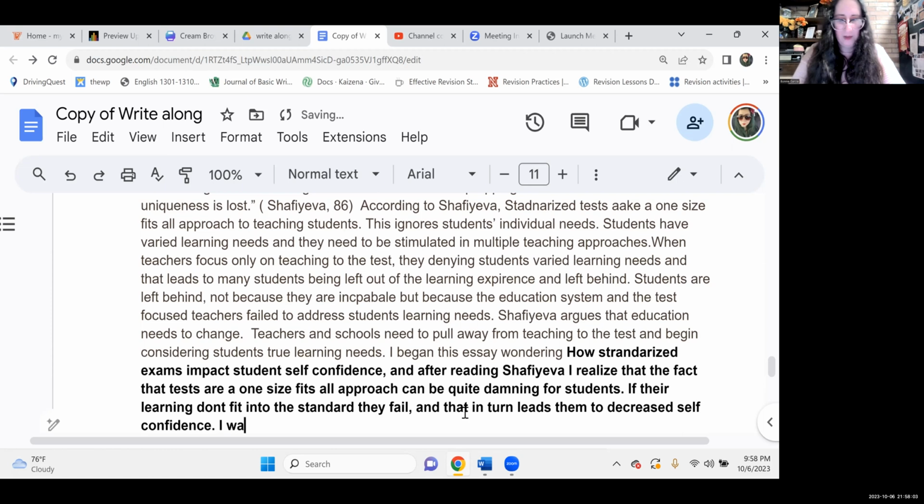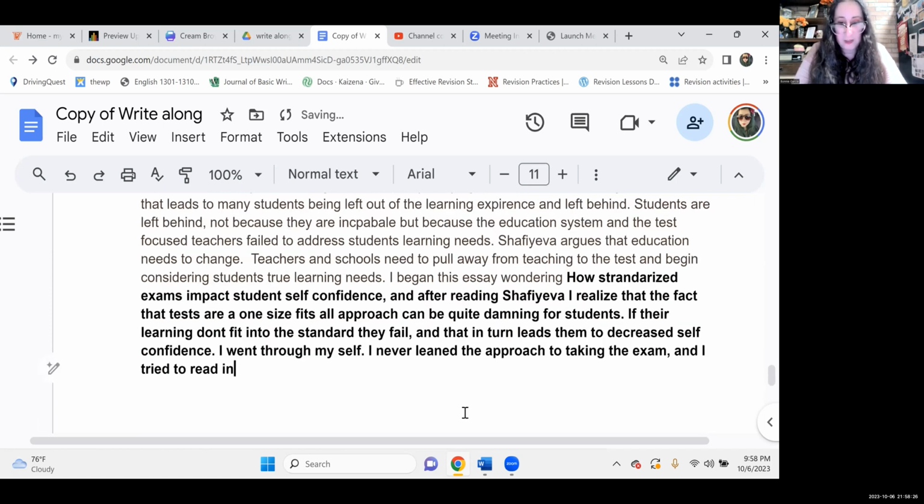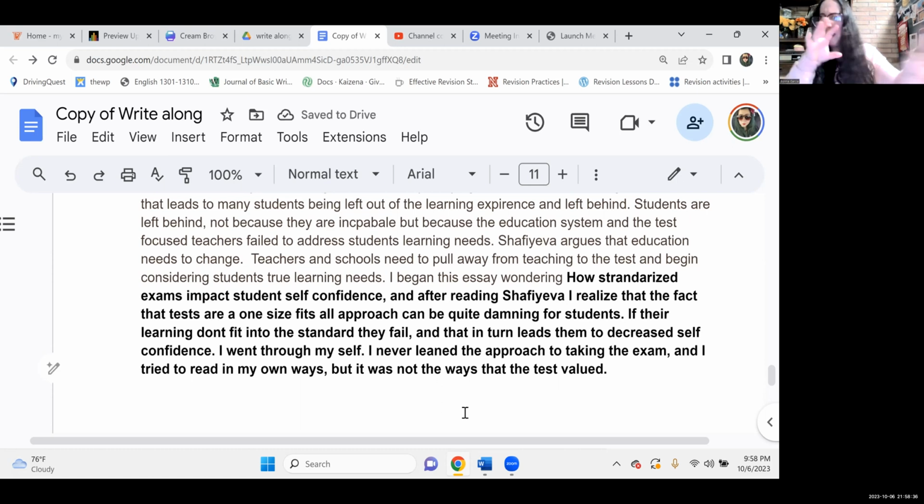I mean, I went through this. I'm going to make a connection to myself now. I went through this myself. I never learned the approach to taking the exam, and I tried to read in my own ways, but it was not the ways that the test valued. And I remember trying to find my own way to figure out what this character was talking about.